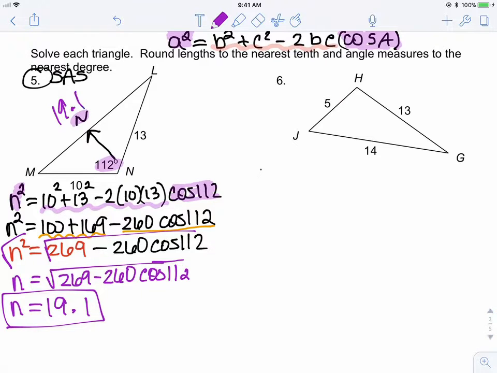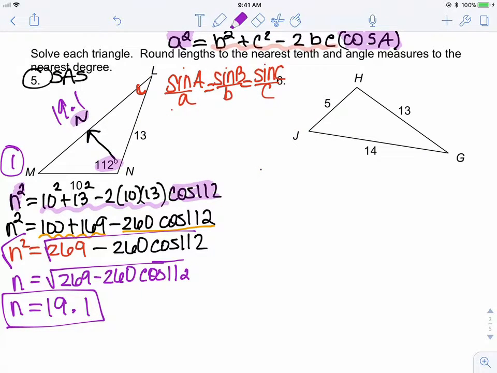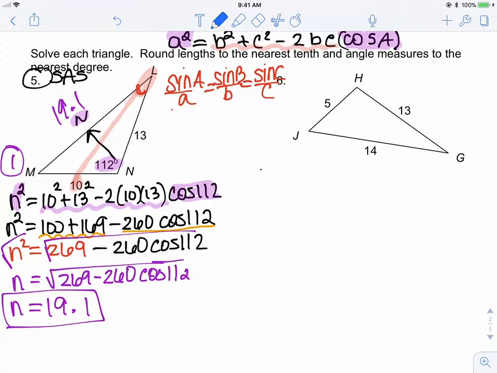So let's add that up here. If you recall, this was part 1. From there, we need to use the law of sines to solve for one of our other angles, and we want to solve for L next. Law of sines, remember, is sine of A over A is equal to sine B over B and sine C over C. We want to set up two ratios, and in one of those ratios we do not want to have a variable. So we're going to set up sine of L over 10 because that's the opposite values there, and then we'll use what we found, which is 19.1, with sine of 112.